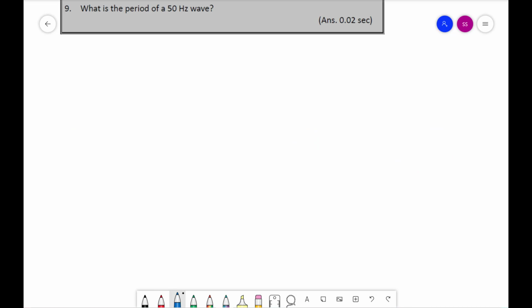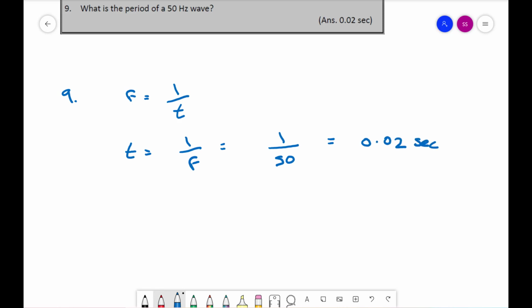So the next one is asking, what is the period of a 50 Hz wave? So for number 9, I'm thinking once again that frequency is 1 divided by the periodic time. And I'll now transpose that formula for periodic time, or as they're referring to it, simply the period. So T is equal to 1 over the frequency. So that will be 1 divided by 50. So on our calculator, 1 divided by 50 is simply 0.02 seconds, and that's the unit they're expressing that in.